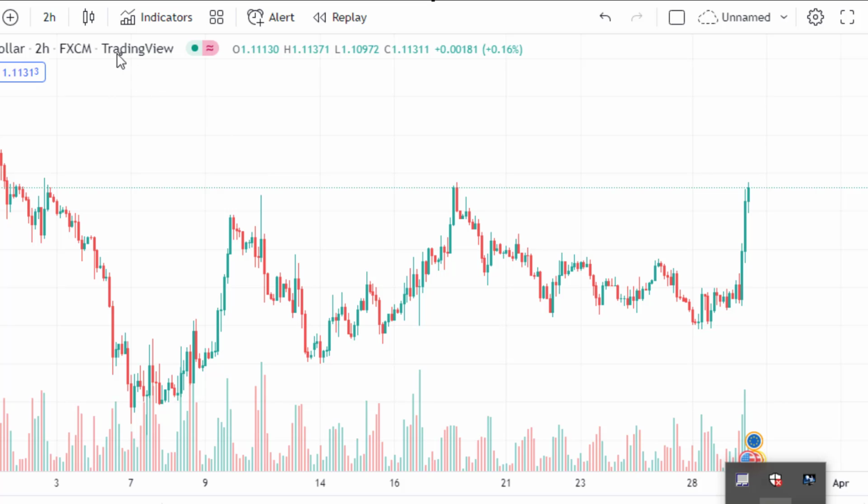This is the TradingView platform, Euro USD pair, 2 hours market. So today I will explain what is support and what is resistance.